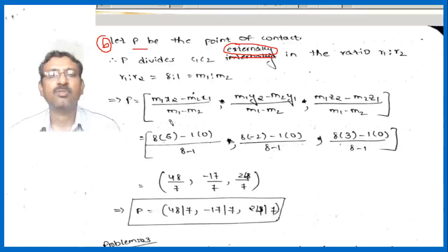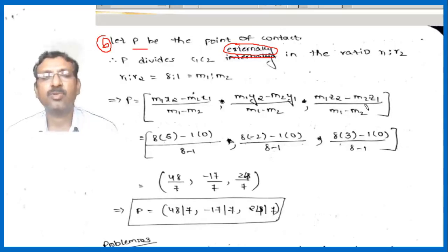So for external division, we use the formula (m1x2 minus m2x1) by (m1 minus m2), (m1y2 minus m2y1) by (m1 minus m2), (m1z2 minus m2z1) by (m1 minus m2). This is similar to the previous formula except for the minus. In the previous formula, there is a plus between the terms.